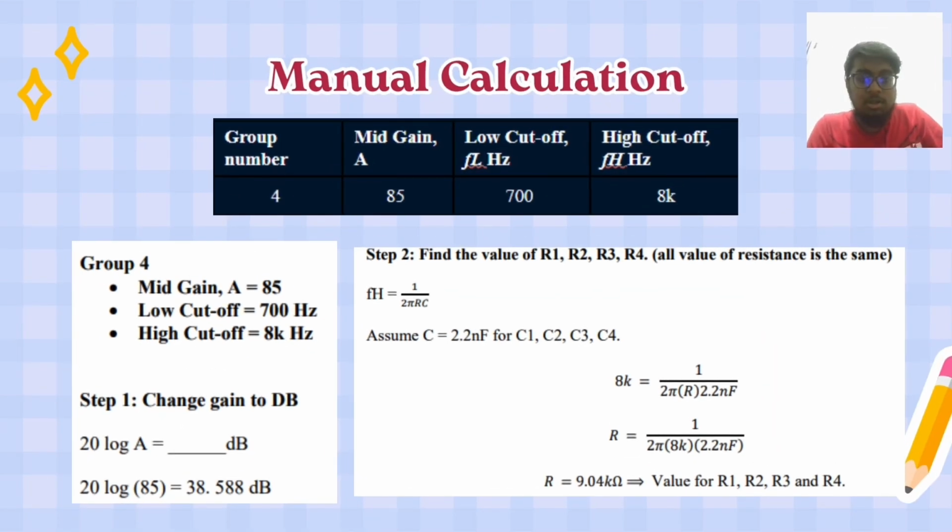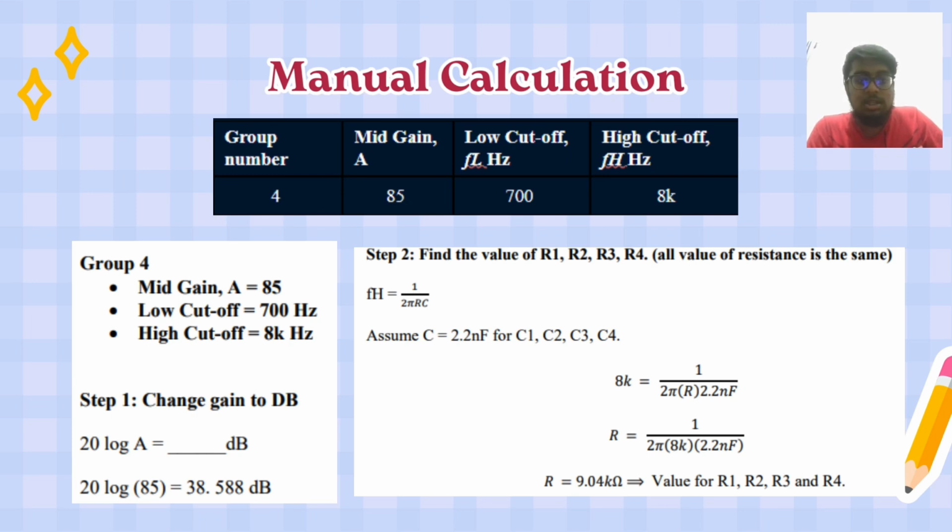Hi, my name is Logan and I will present about the manual calculation. For our group, we get mid gain 85, low cutoff frequency 700 Hz and high cutoff frequency 8 kilohertz. The first step is we need to change gain to dB. 85 is unitless, so we need to change it to dB. So 20 log A, which is 20 log 85, we will get 38.588 dB.